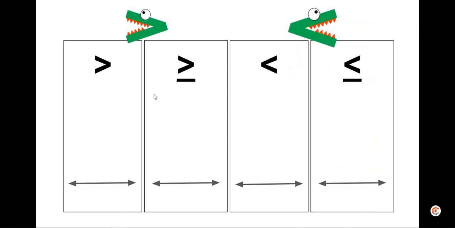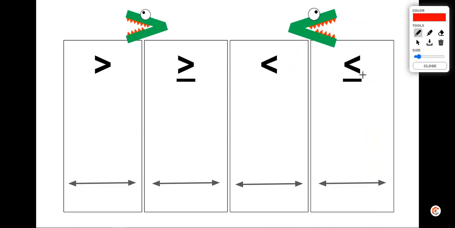So let's take a look at our symbols. Remember about the alligator mouth? This is the greater than alligator mouth, okay? Both of these signs mean greater than. Greater. And this is greater or equal to. Greater or equal, okay?